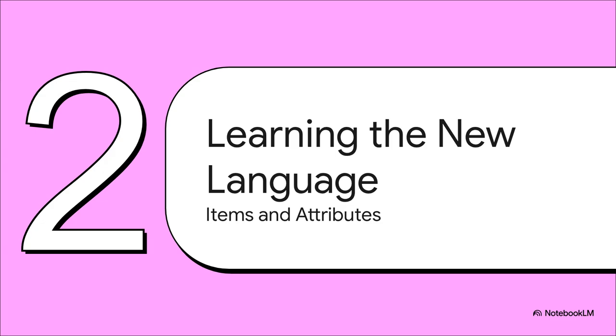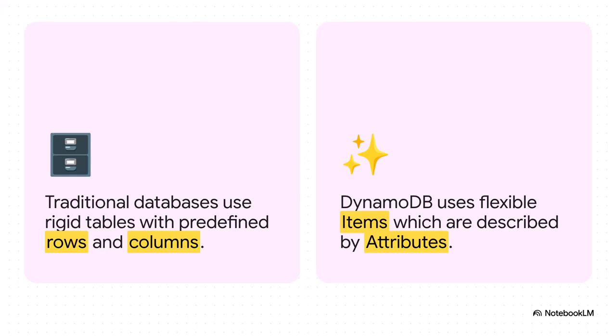All right, so we know what it is, but how do we talk to it? Let's move on to learning the new language. This is where we shift from traditional rows and columns to something called items and attributes. And this is the big mental shift you gotta make. In traditional databases, everything is locked into these rigid tables with rows and columns. You decide the structure up front, and that's it.